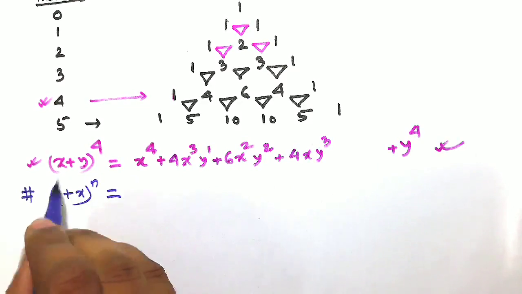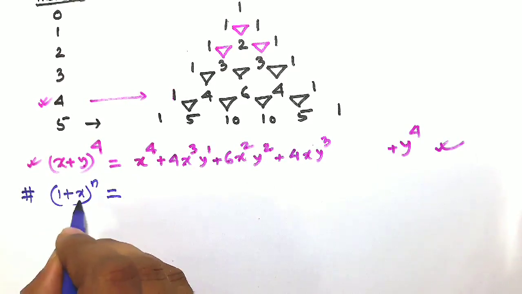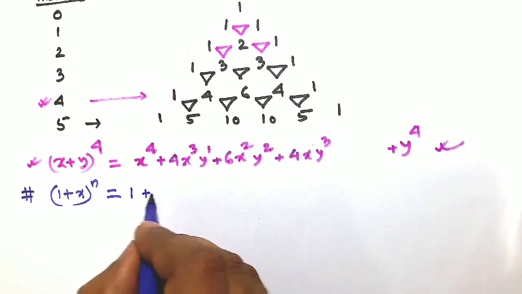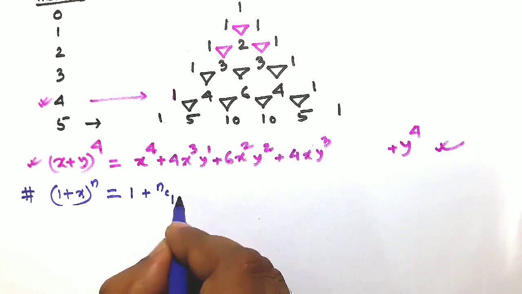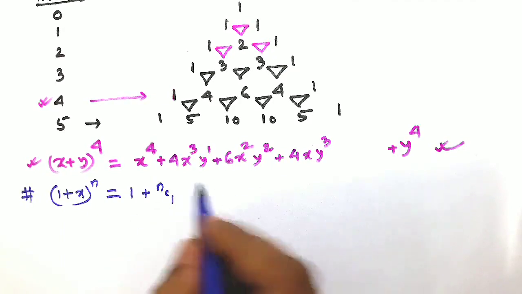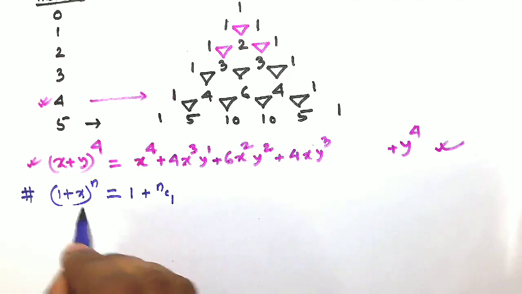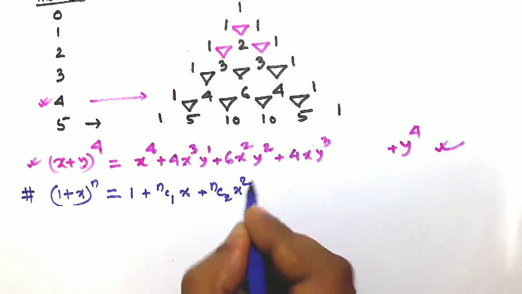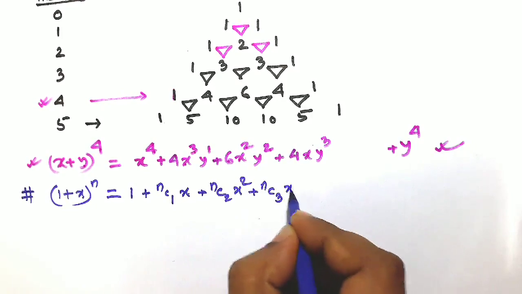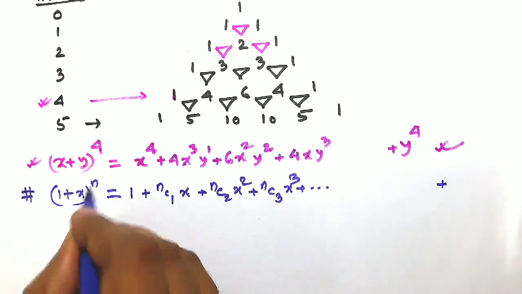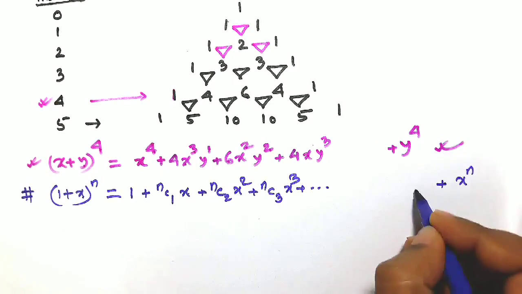The first term will obviously be 1^n, and the last term will be x^n. So write the first term 1, and similarly the other terms. So nC1, 1 to the power n minus 1. Whatever you put as the power of 1, it will be again 1, so we do not write the powers of 1. You should only write the powers of x. So this is 1 + nC1 x + nC2 x^2 + nC3 x^3, and so on. It is continuing. The last term will obviously be x^n.